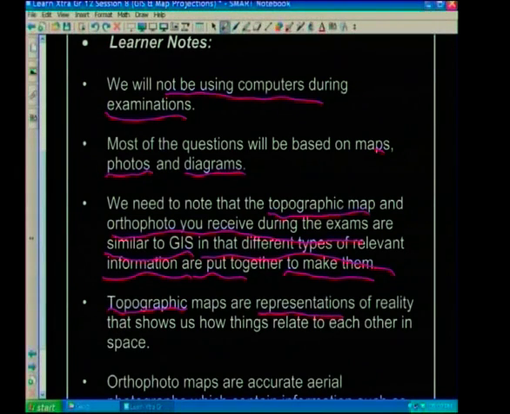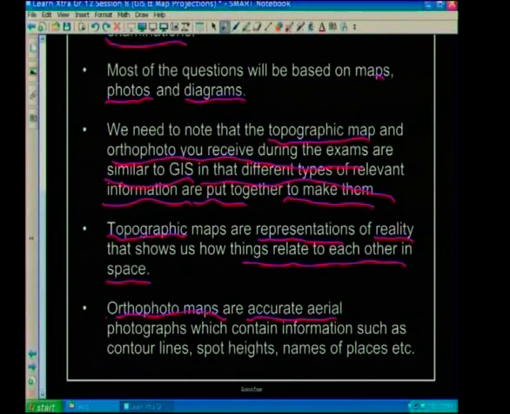All right, if we look at it again, topographic maps are a representation of reality and show us how things relate to each other in space. So it's spatial data. Nowadays we're getting a lot of our information to be put onto maps from GIS, including the orthophoto maps, which are accurate aerial photographs. They contain information such as contour lines, spot heights, names of places, etc. And nowadays we can get all this information from above via satellites, and we can get this picture. So there's a strong relationship between your topographic maps, your orthophoto maps, and GIS. But let's look at a simplified version of what you need to know.